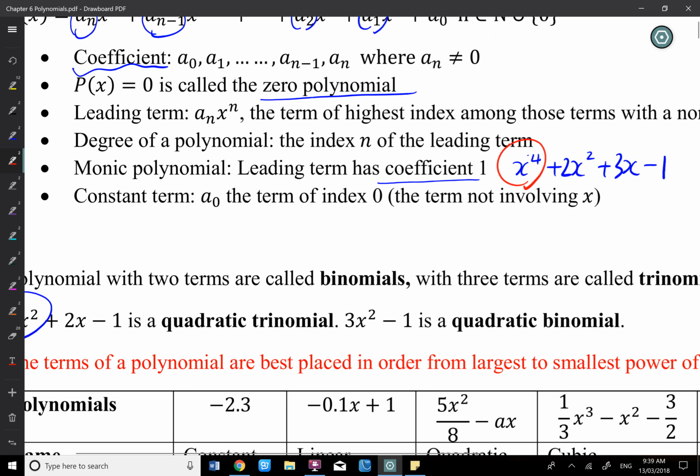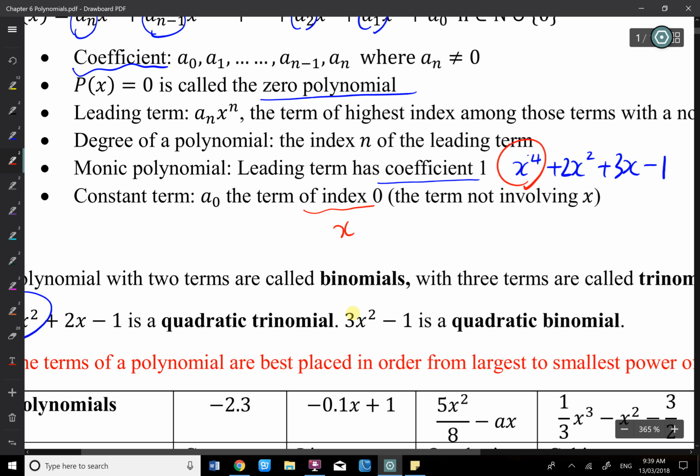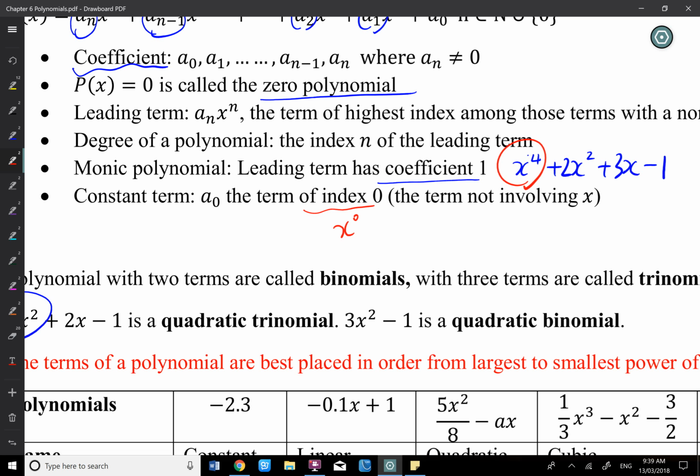The constant term is basically the constant at the end, which has an index of 0 because it's x to the power of 0. The term not involving x is the constant term.